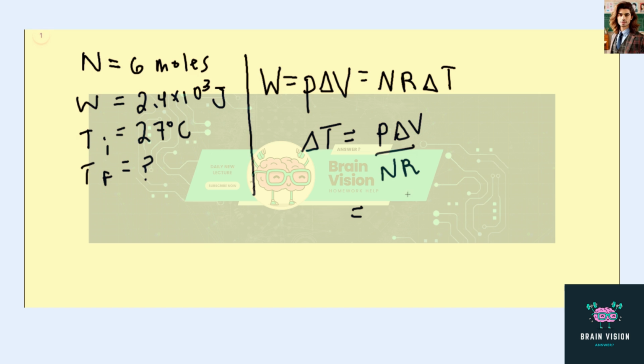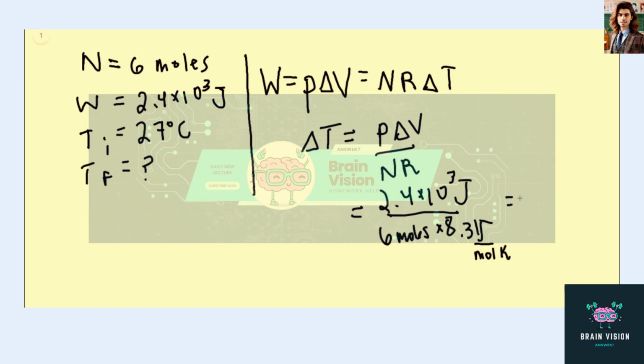And then we know that P delta V, which is the work, is 2.4 times 10 to the 3 joules, and n is 6 moles. And then we need to use the ideal gas constant, 8.31 joules per mole Kelvin. Sorry, that's a little sloppy. And we can find that delta T is equal to 35.1 Kelvin, if you plug that into a calculator.